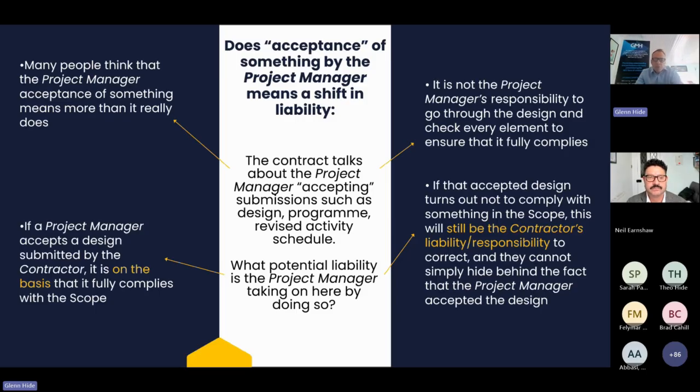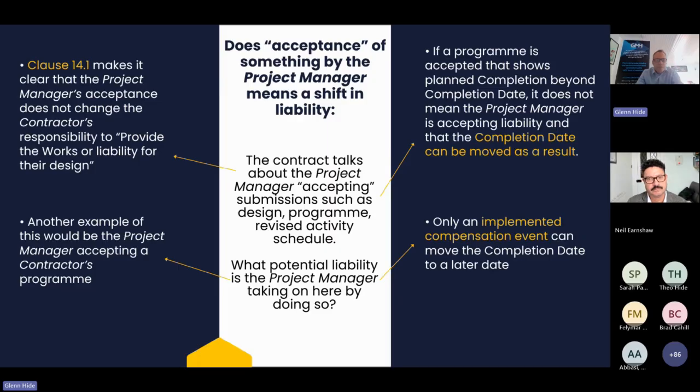It's not the project manager's responsibility to go through the design and check that every element fully complies. It's the contractor's job to make sure that they submit something that does fully comply. So once again, if the design turns out to not comply with something in the scope, it will still be the contractor's liability to correct, and they can't simply hide behind the fact that the project manager did accept the design. So clause 14.1 makes it absolutely clear that the project manager's acceptance doesn't change the contractor's responsibility to provide the works or their liability for their design.